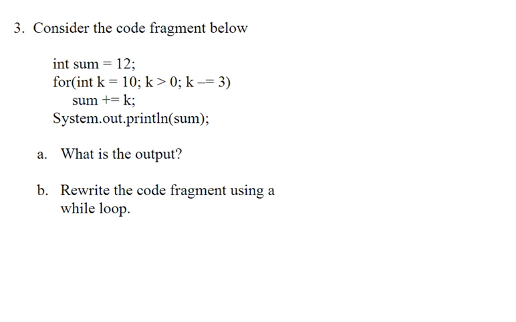Now this next problem has to do with taking a for loop and rewriting it as a while loop, but first we're going to actually just trace this. So let's start with this one. We have a value called sum, and sum starts out as 12. We have another value called k, so let's keep track of k, and k starts with the value of 10 right here. I'm going to do this while k is greater than 0, which it is right now.